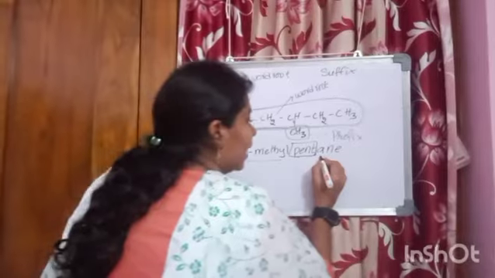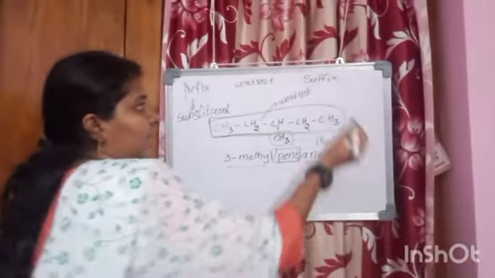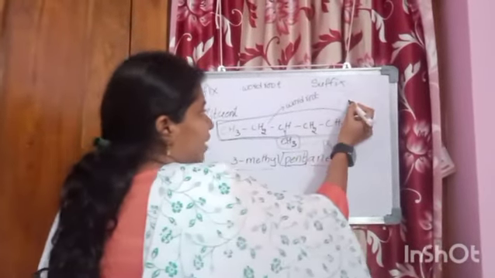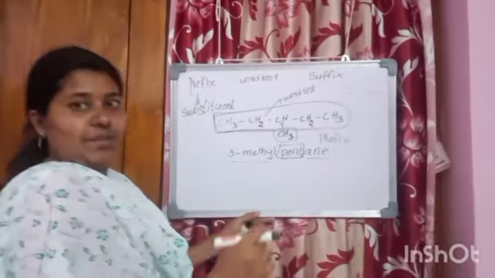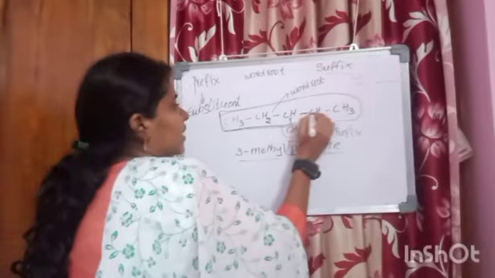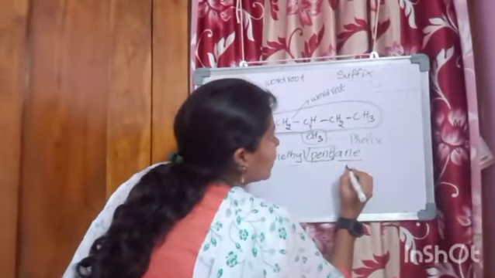And here "ane" is there. What is "ane"? Here the suffix is left. Here we are going to know whether it is saturated or unsaturated. Here we have all single bonds. That's why we wrote "ane". This is a suffix.